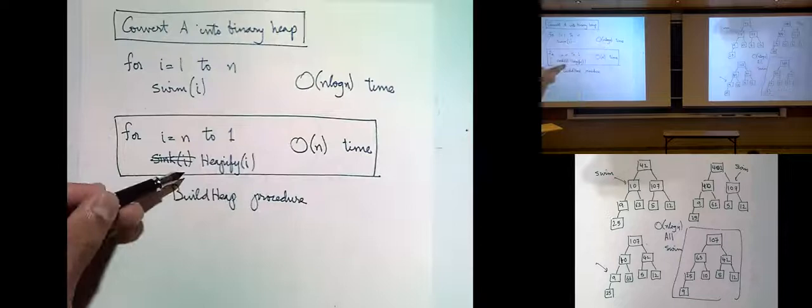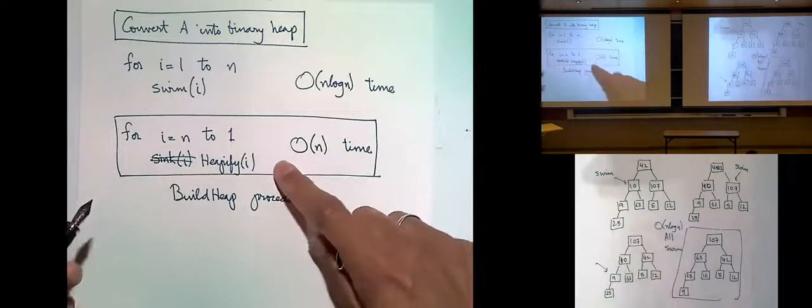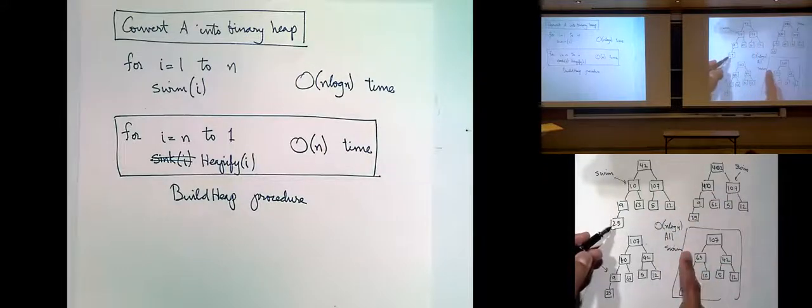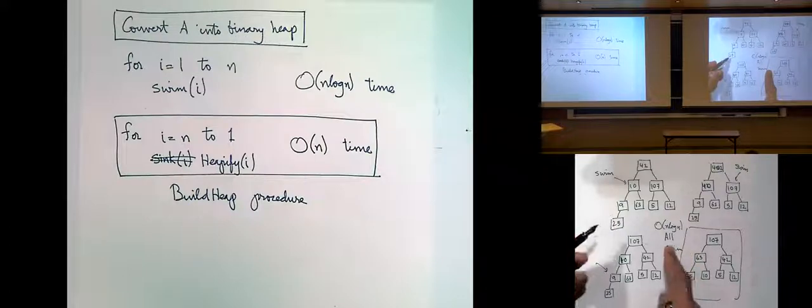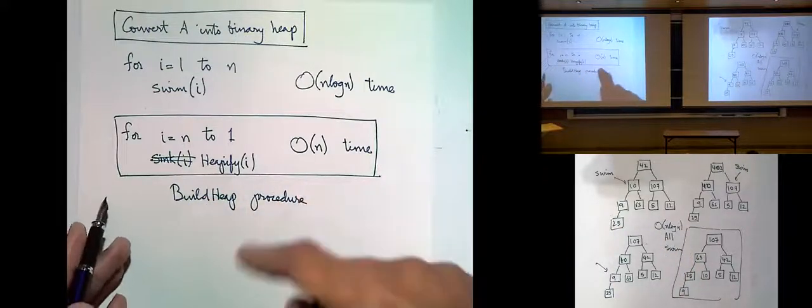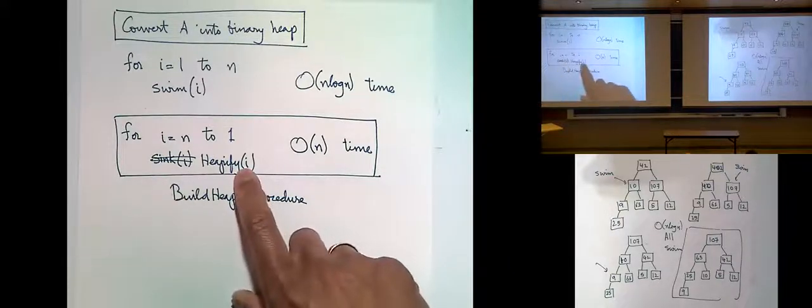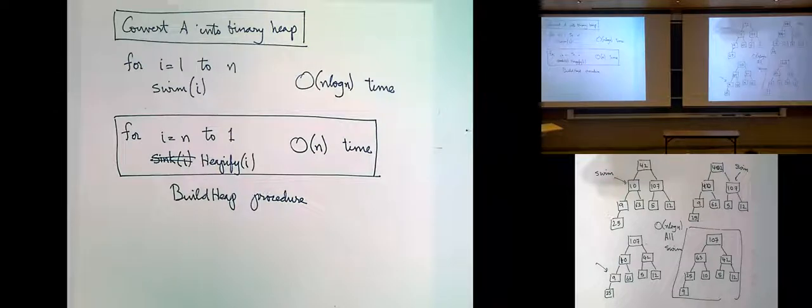If you call heapify in the opposite direction, I recommend that you go and do it on this. Run the heapify procedure and see what you end up with. It'll actually give you a different heap. Will it work if you go from 1 to n? No, it won't, because heapify assumes that the children are correct heaps. So that's why you have to go in reverse order.